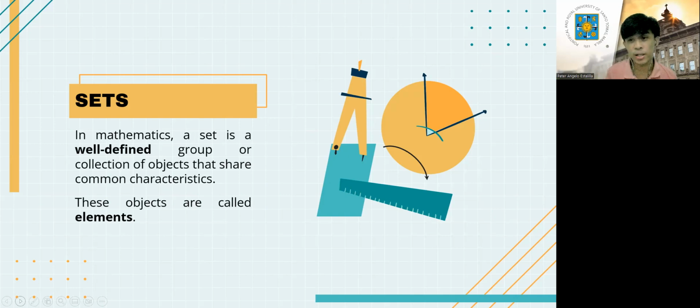So when we say well-defined set, ibig sabihin, they have common characteristics. So lahat ng elements doon, meron silang common characteristics. And kapag merong isang element or isang item na tingin mo is not part of that group, ibig sabihin, well-defined siya because mabilis mong ma-distinguish which is not part of that group. And lahat ng objects doon, they are called elements. Ito siya. Alright?